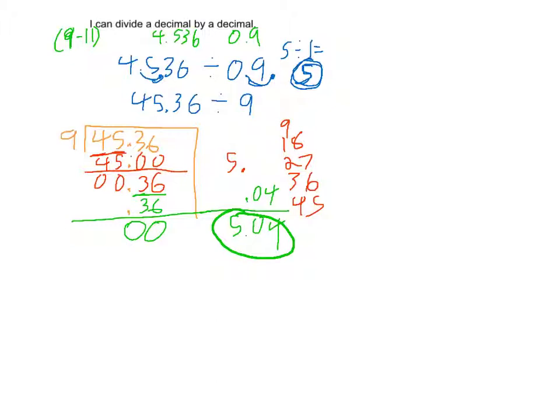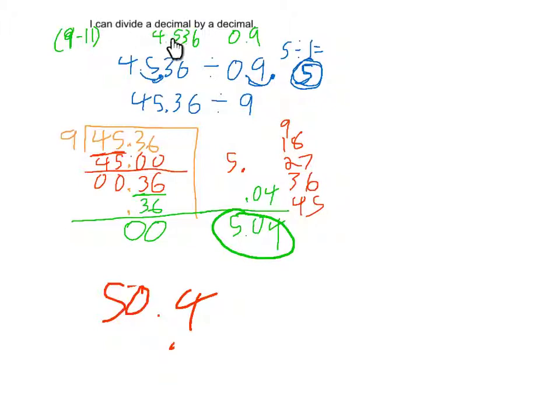Now if we would have gotten an answer like, let's say, 50.4, and we compared that with our estimate, those aren't even close. So we might want to redo the problem if you get something like that, if your estimate is way different than your actual answer. But since we didn't get that, and we got 5.04, then we know it's a reasonable answer.